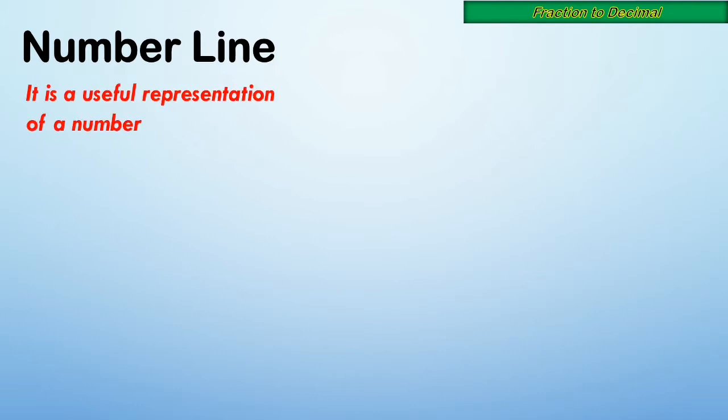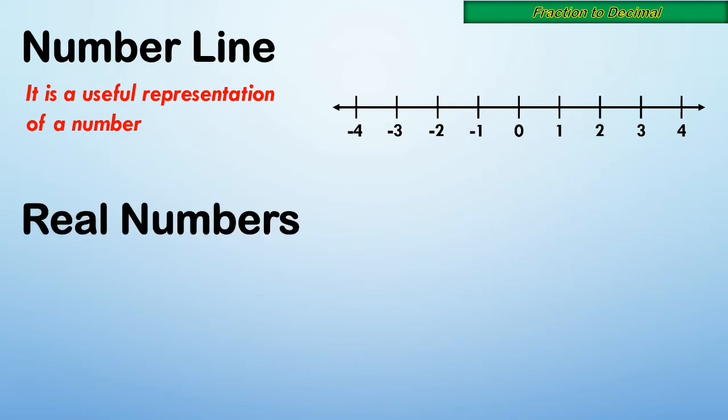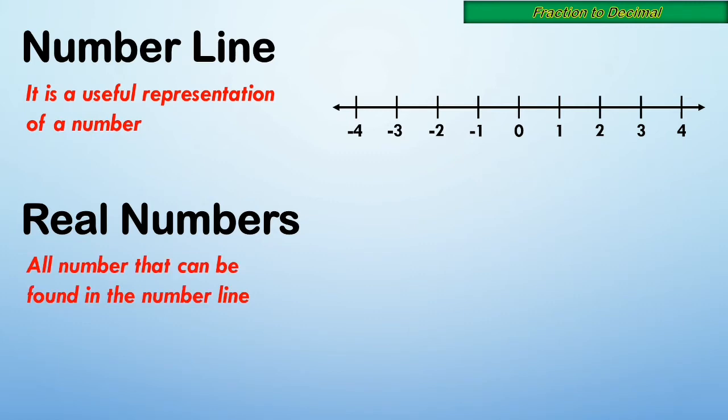Okay, before we discuss, let's have a short review first. What is a number line? Balikan lang muna natin to kasi importante. Number line, it is a useful representation of a number. As you can see, we have here a line. Then, we have here the numbers, the integers, which are the positive and the negative, and 0 at the center. Then, the real numbers, because all of these are real numbers, all numbers that can be found in the number line. Okay, lahat yan.